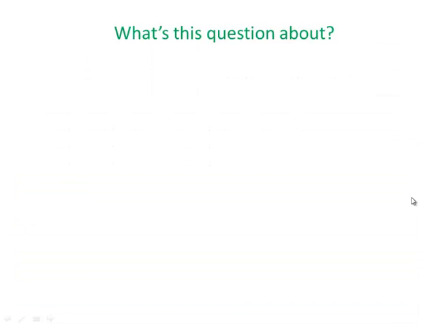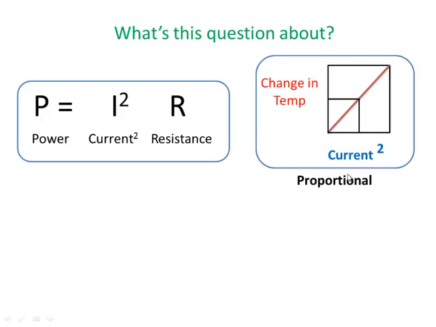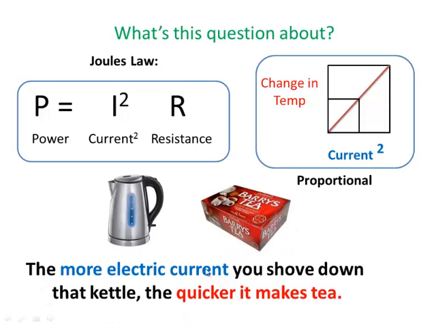What's this question about? It's Joule's law, which is that formula there: power equals current squared times resistance. And they wanted to make a graph from this, so they fiddled around with it a bit, and they found that the change in temperature and the current squared, if you graph them, are actually proportional. Okay, what does that actually mean in real life for normal people? It means that the more electric current you jam into your kettle, the faster it makes tea. That's pretty much what Joule's law means in real life.